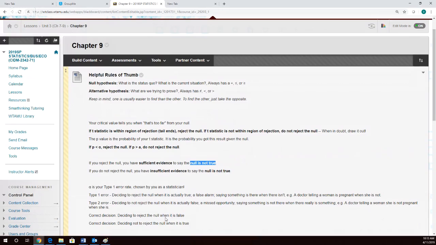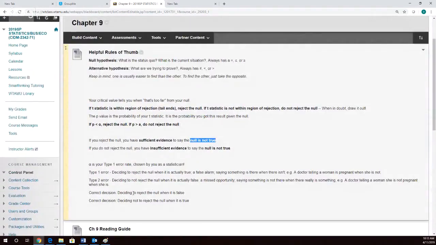If you are rejecting the null, you are not at risk for a type 2 error, because type 2 error involves not rejecting the null. So if you're rejecting the null, you are at risk for a type 1 error if you're wrong. And for a type 2 error, you will commit a type 2 error if you do not reject the null and you're wrong. And then there's two instances when you can have a correct decision.